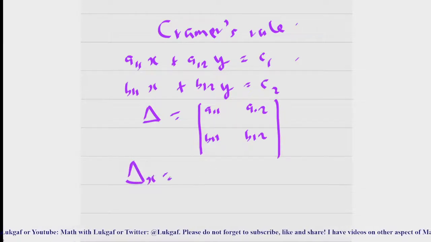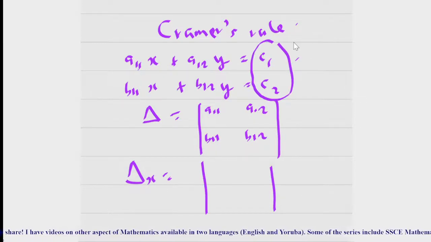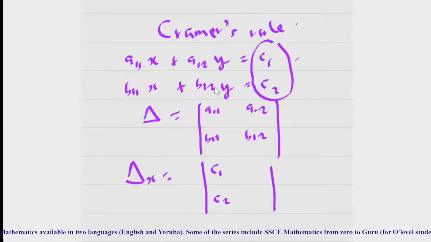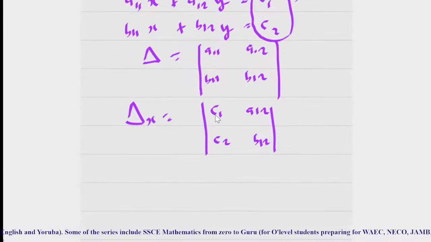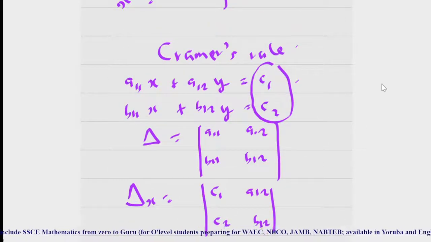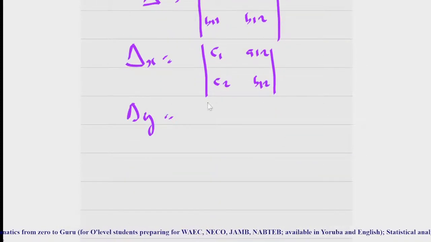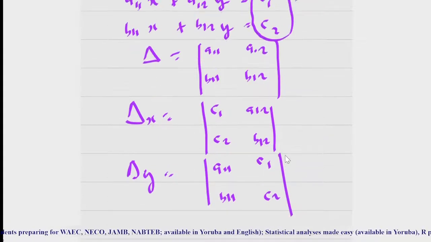Then you also find dx. So it is also a determinant, but instead of writing the coefficient of x, you replace it with the column on the other side. You understand now? Then I am going to have c1, c2, and the coefficient of y, a12, b12. I hope you understand now. For dy it is not difficult as well. You replace the coefficient of y with c1, c2. And that is going to be a11, b11, c1, c2.